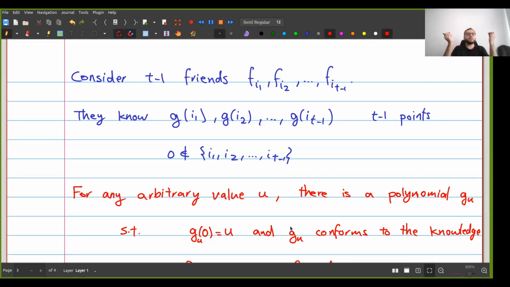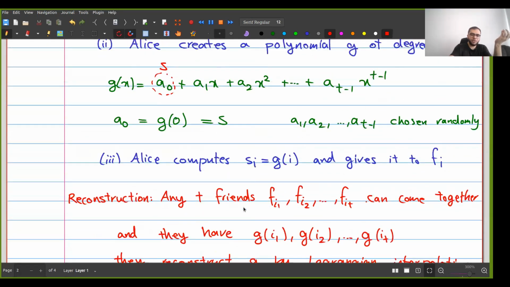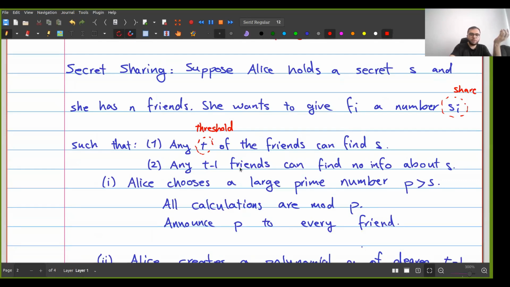And remember, G(0) was my secret. So they don't know any information about my secret. So I have the desired property. My desired property was that any T minus 1 friends can find no information about my secret S, and that holds. Of course, they can only know that my secret is less than P, but that's something that I chose to tell them myself. So I just told them P and told them that all the calculations are modulo P. So my secret is also modulo P.